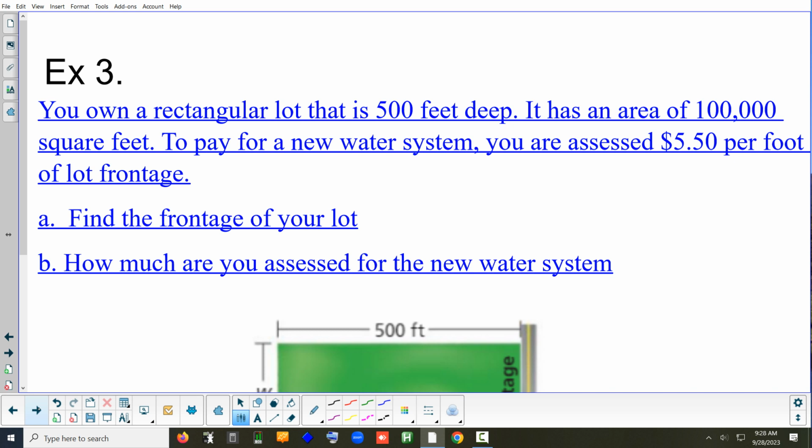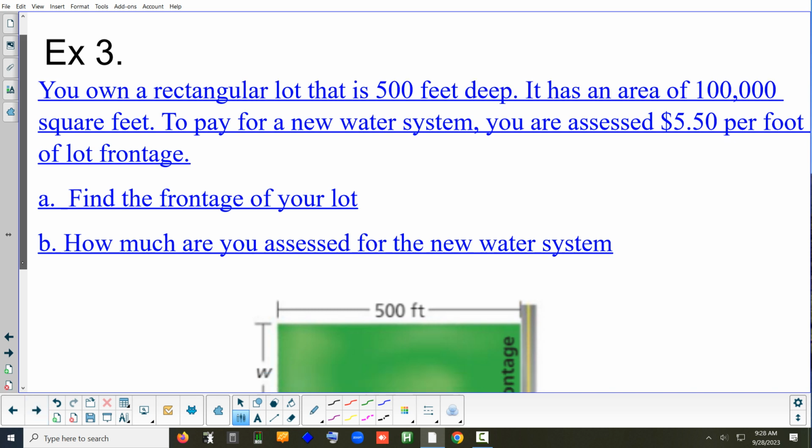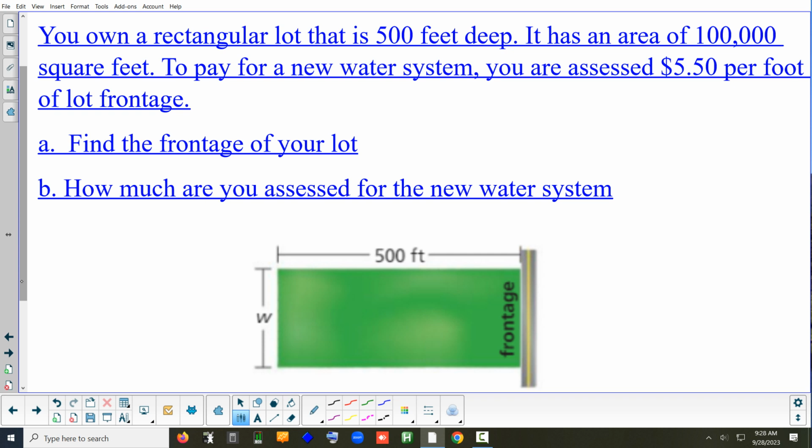So it says that you own your house, your property. It's a rectangular lot, and it's 500 feet deep. Okay, so like this is the road. That's what that yellow line is on the right-hand side, on the street. So the road, and then your grass goes back 500 feet from the road.